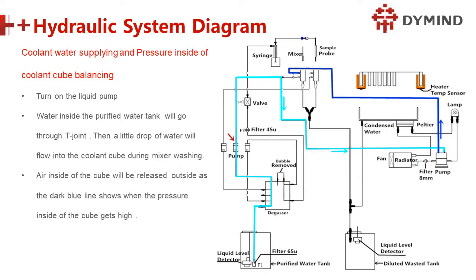Next is the coolant water supply and the water and the pressure inside of the coolant cube balance. This is the cube. There's a cube here. So how can I do the feeding? Because in this tank, the water now is doing cycling, right? But maybe after many times running, the water will reduce. So we need a feed supplying, right?